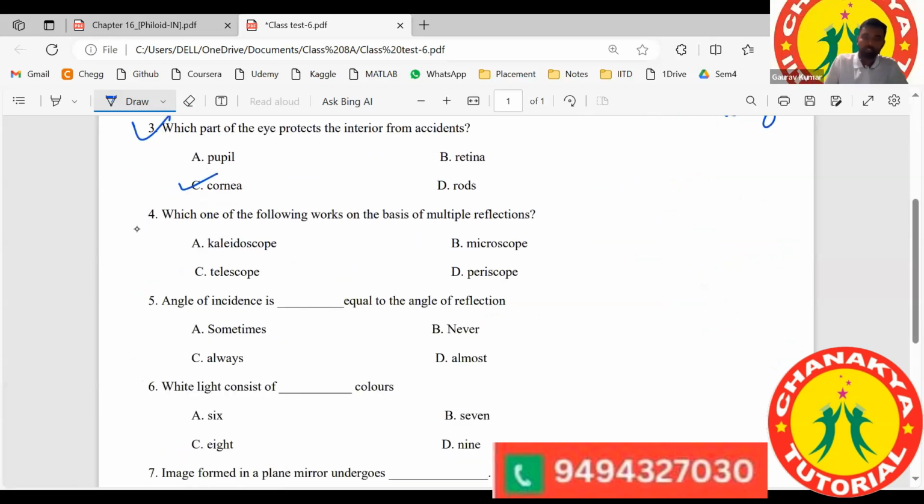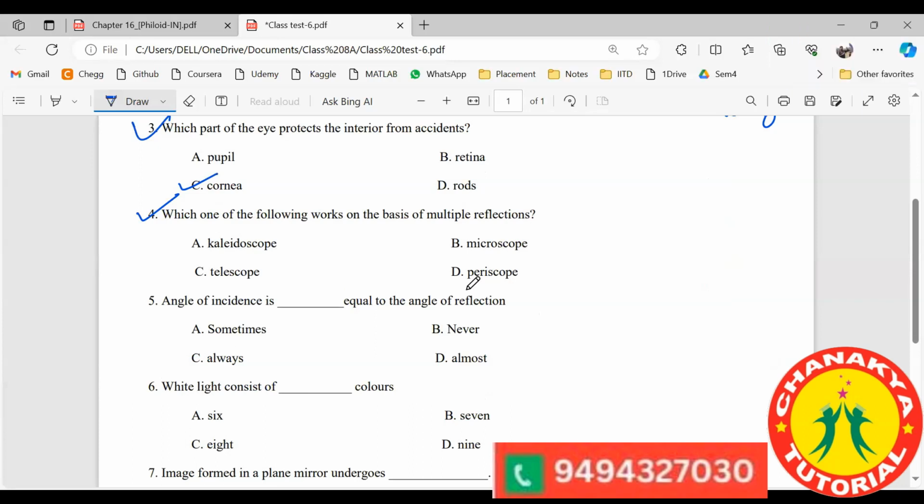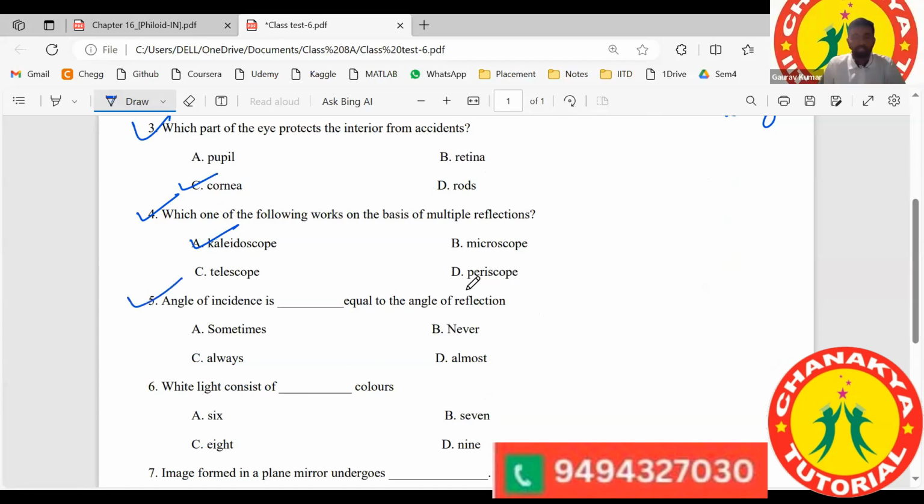Now, I will ask one of you. Which one of the following works on the basis of multiple reflections? Likhita, you answer. What should be the correct option? Kaleidoscope. Okay, very good. Next, angle of incidence is dash equal to the angle of reflection. Shriram, what should be the answer? Shriram, are you there? Okay, Venetia, you tell me.